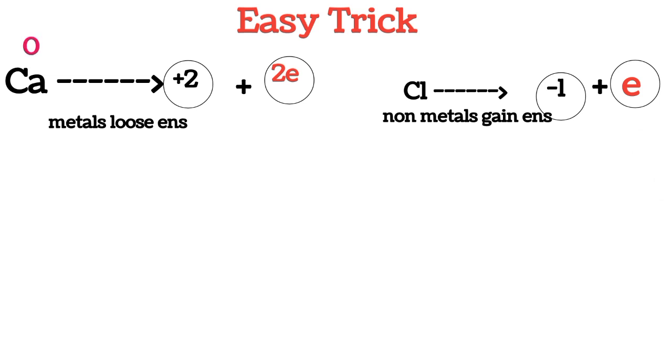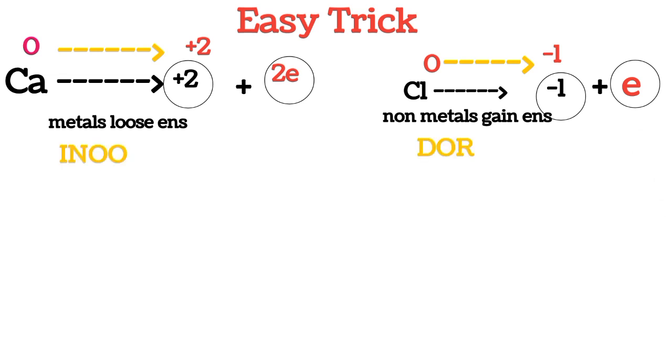So generally, metals lose electrons, while non-metals gain electrons because of electronegativity. Metals lose because of electropositivity. Now, the oxidation state of calcium has changed from 0 to +2, while that of chlorine has changed from 0 to -1. This change from 0 to +2 is called a change in oxidation state. Equally, the change from 0 to -1 is also referred to as a change in oxidation state.